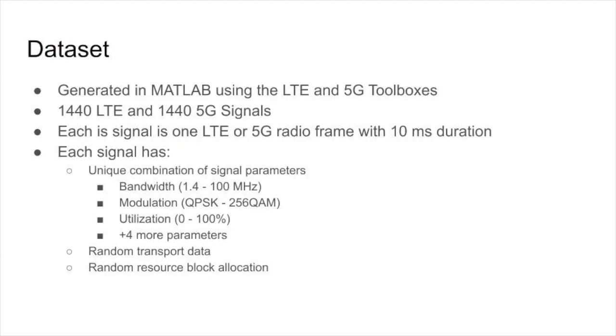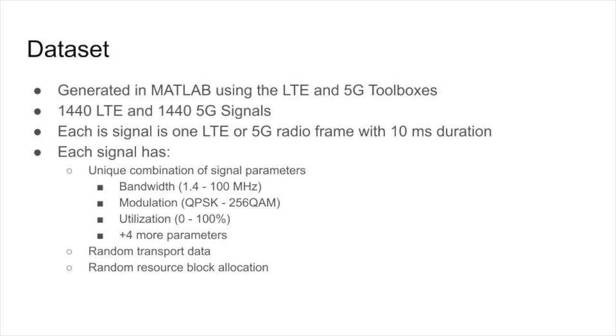So we chose to generate our own data set, and this was mainly because there's not a lot of data sets available for wireless communication. So we used MATLAB using the LTE and 5G toolboxes to generate signals. We generated about 3,000 signals total, with half of them being 4G LTE and half of them being 5G. So each signal is one radio frame, which means it's 10 millisecond duration. And each signal is a unique combination of signal parameters.